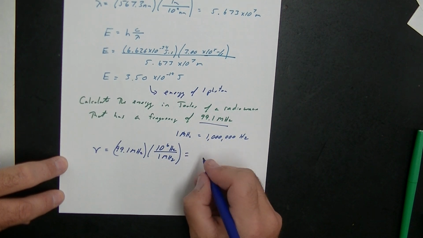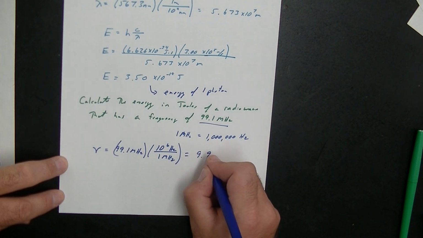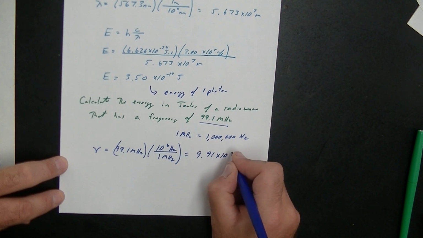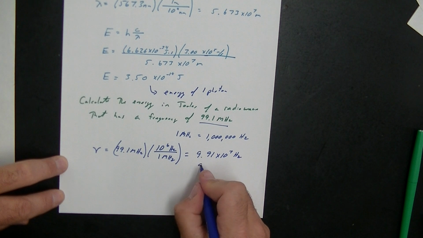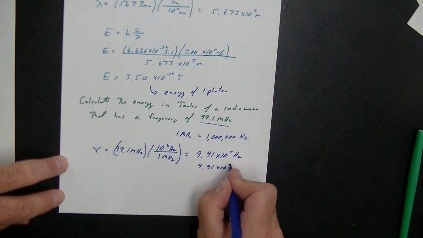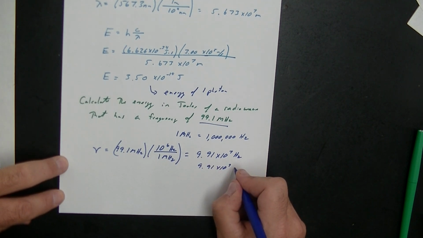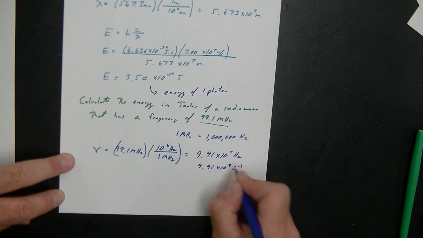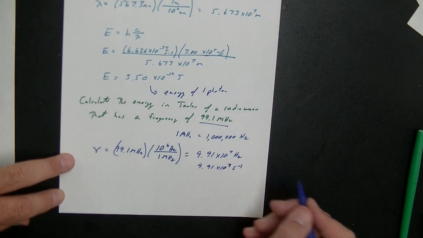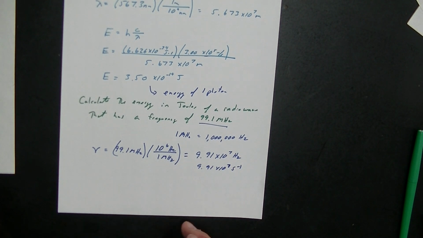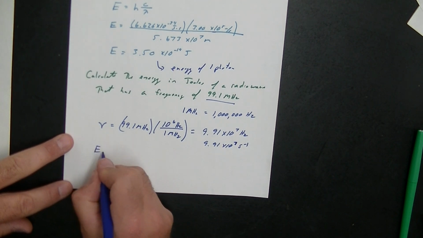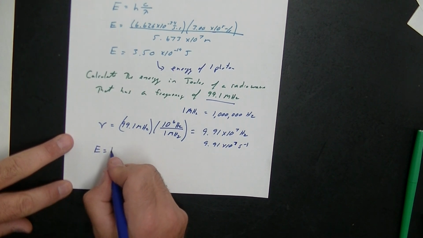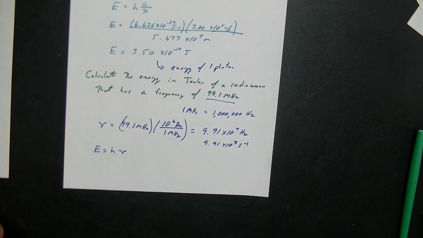So we end up with 9.91 times 10 to the 7th hertz. Remember, you could write this as 9.91 times 10 to the 7th waves per second. So it's just s to the minus 1. Both are fine. So now we have our frequency. Now we can actually just put it into our energy equation. Energy equals Planck's constant times frequency.